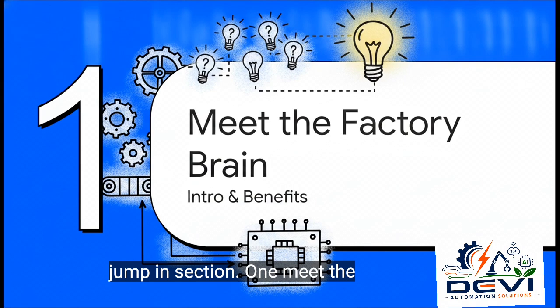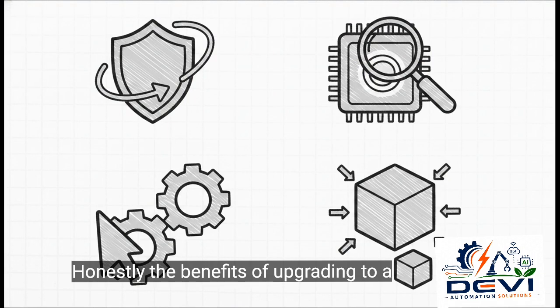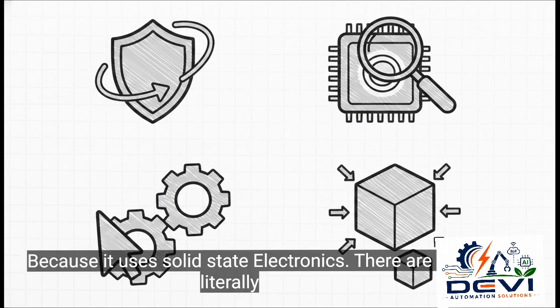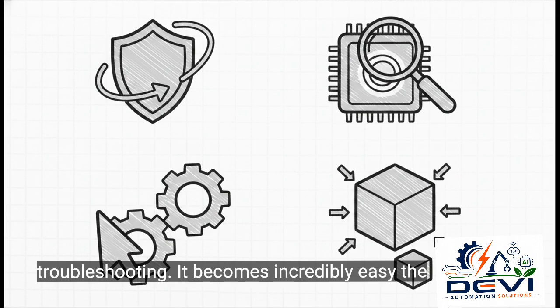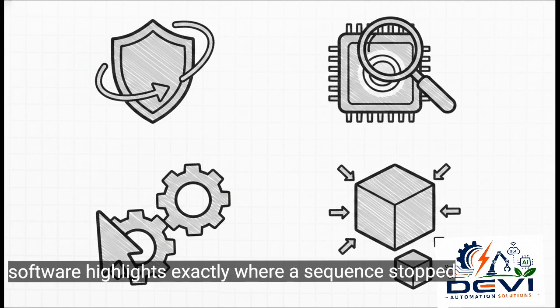Section 1. Meet the factory brain. Let's look at the introduction and the core benefits. Honestly, the benefits of upgrading to a PLC are just impossible to ignore. First off, you get extreme reliability. Because it uses solid-state electronics, there are literally no mechanical parts wearing out over time. And troubleshooting? It becomes incredibly easy. The software highlights exactly where a sequence stopped.